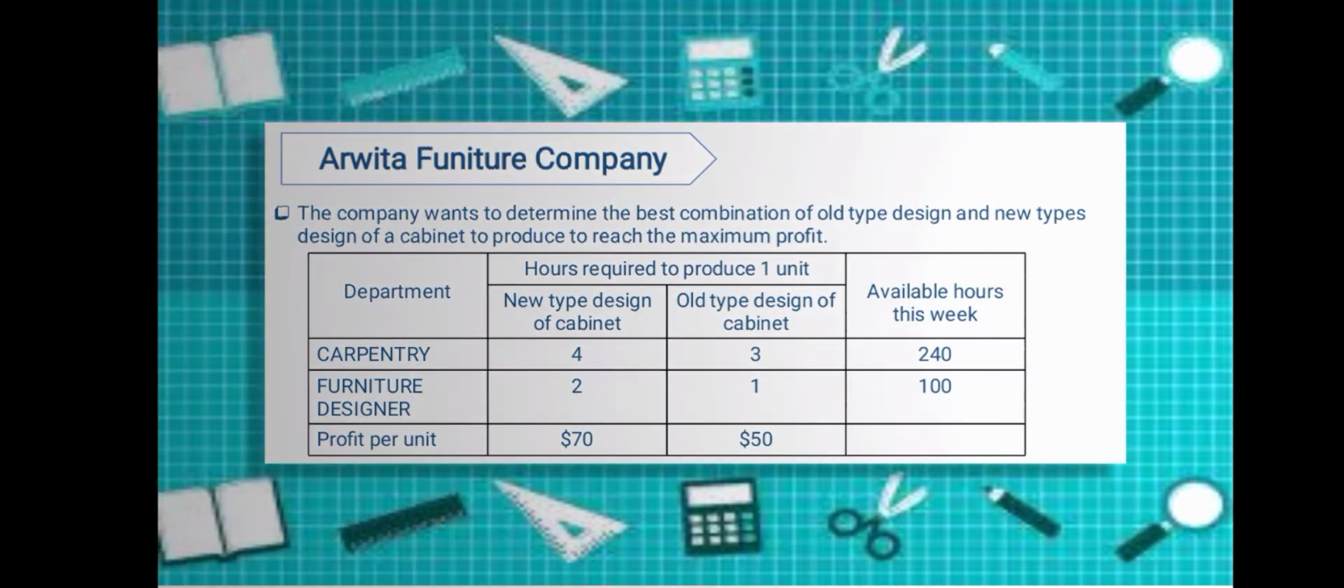Anong best kung ilan ang ipoproduce nila sa 90s type na design na cabinet at ilan yung ipoproduce nila sa new type design of a cabinet to reach the maximum profit. So, para mas maintindihan natin at mas ma-visualize natin yung problem, gagawa tayo ng table at ilalagay natin yung mga required hours to produce in every one unit of every department.